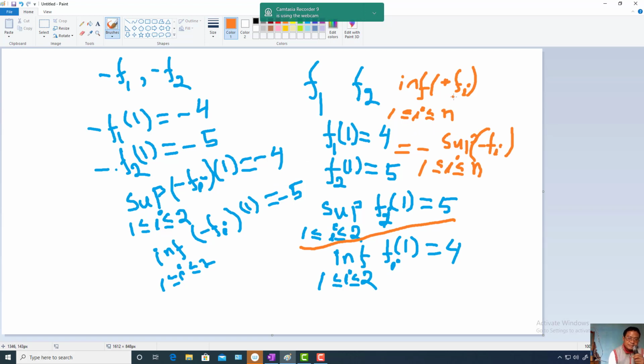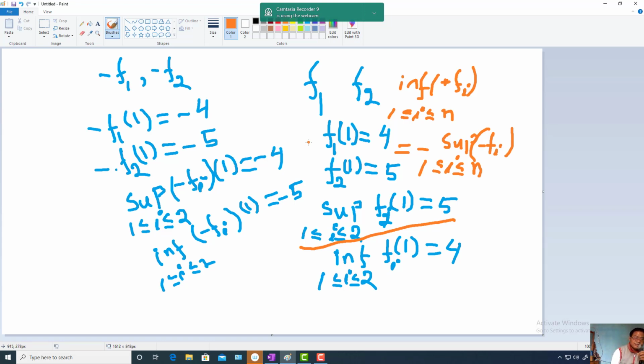The infimum of any finite sequence of functions is equal to minus the supremum of the negative of that finite sequence. So this equality is there, and this is very important. We will be using this equality in the proof of the theorem.